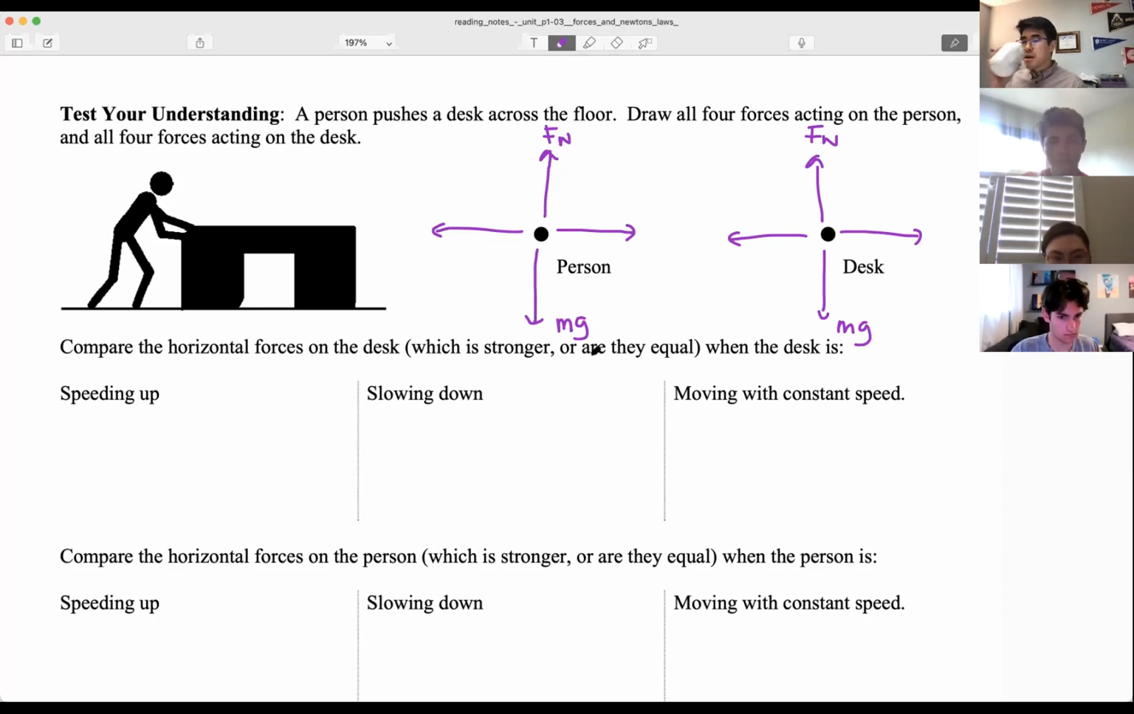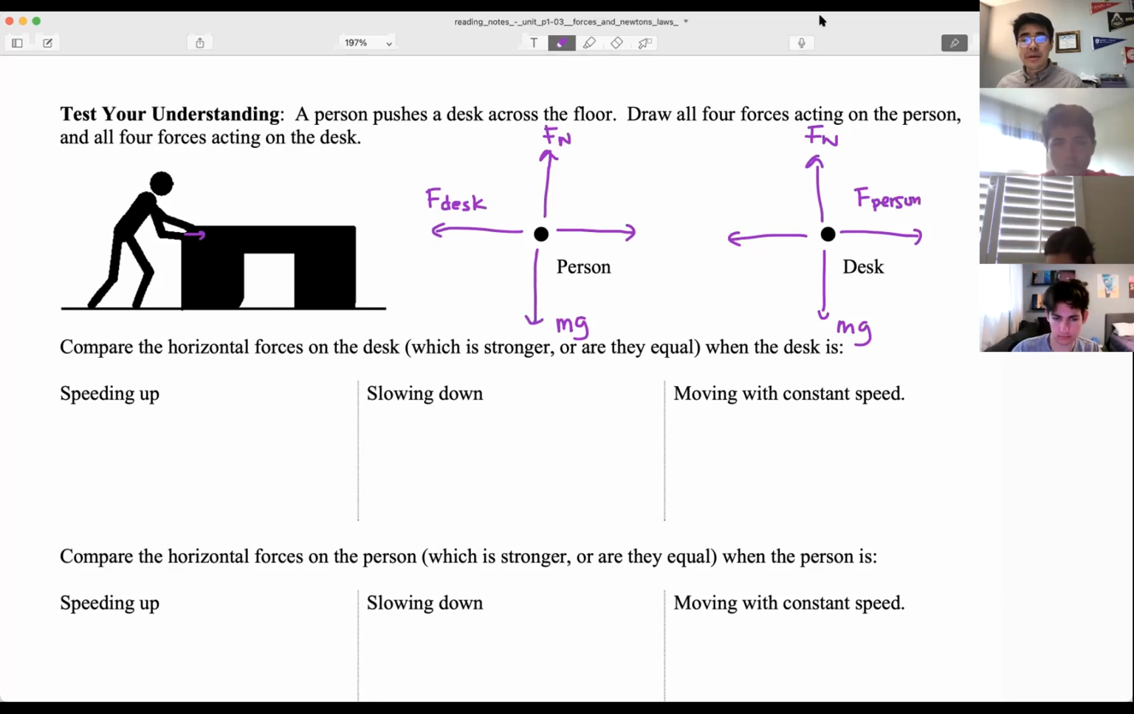Anybody? Wouldn't the force, like, if the person is putting an applied force on the desk, wouldn't that mean the desk is technically applying a force on the person towards the left? Correct. So on the person, there should be on the left, right? There should be the force of the desk, right? So that technically means that on the desk feels the force of the person.